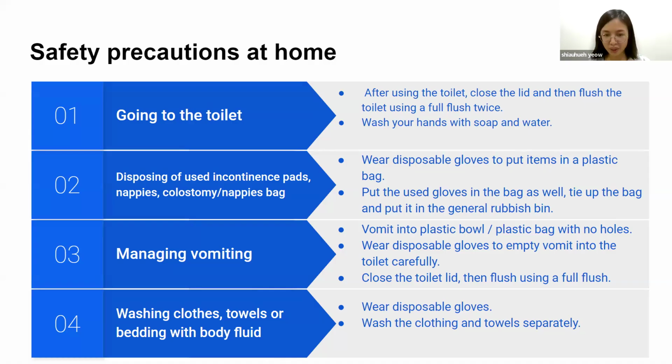And if, let's say, you vomit within the 7 days, you can either vomit in a plastic bowl or in plastic bags without holes, and try to use something as a barrier, like gloves, to empty the vomit into the toilet carefully. If you throw it into the toilet bowl, close the lid and flush it with a full flush. And in terms of washing clothes, towels, or beddings with body fluids, it is recommended to wash them separately with a long cycle.